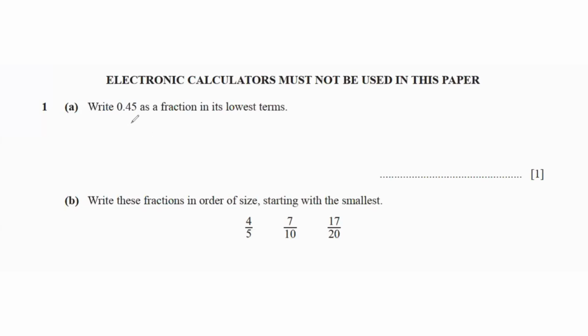First question, it says write 0.45 as a fraction in its lowest terms. 0.45 is basically 45 over 100. We know 45 is 9 times 5 and 100 is 20 times 5. So that's going to be 9 over 20.